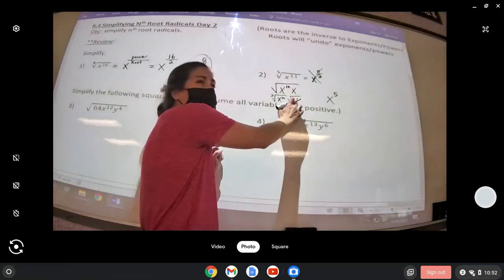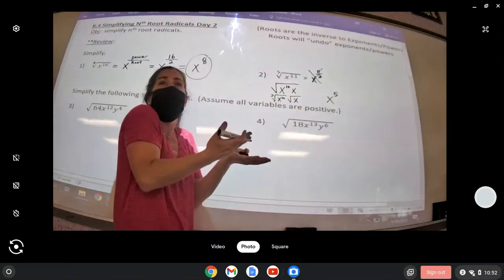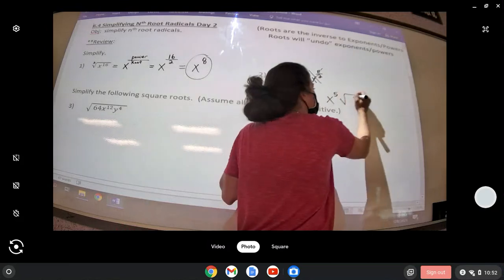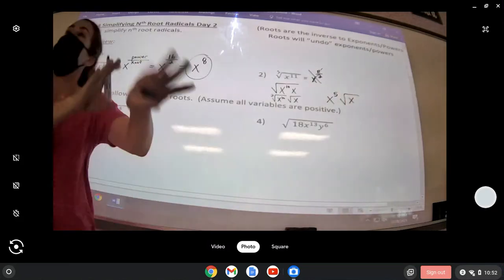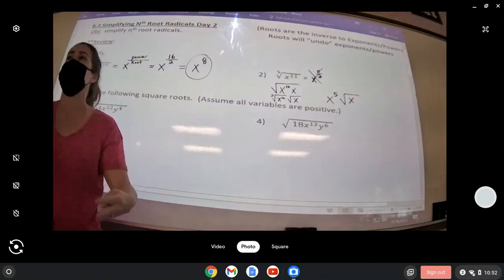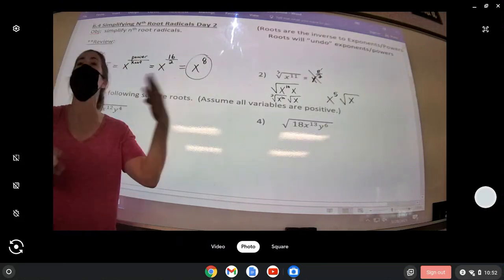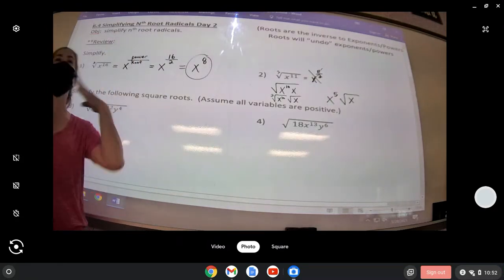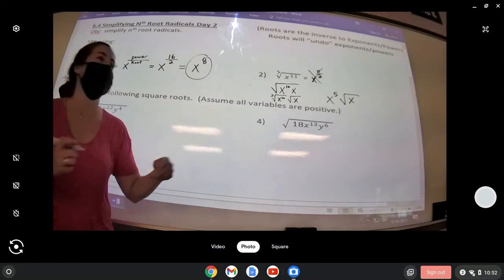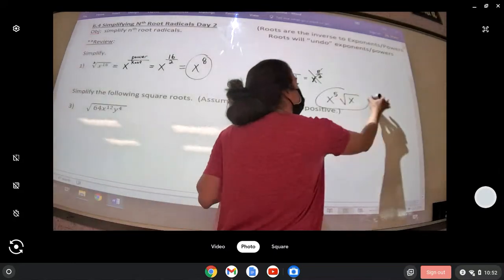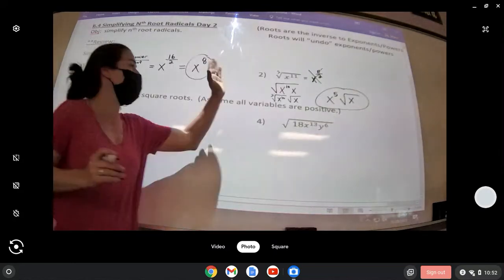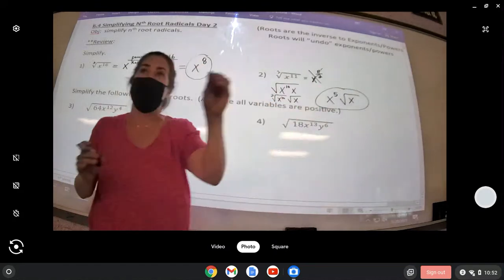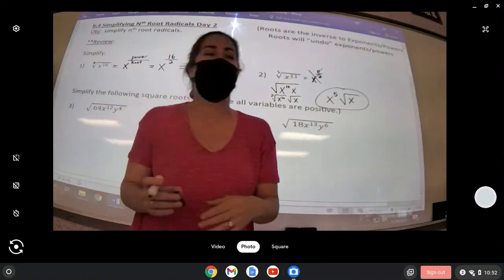Can I take the square root of just x? No, he was the leftover, right? So he's the part that's going to be forever stuck underneath that square root. We can't break him free. So this is your simplified answer. The square root of x to the 11th becomes x to the 5th times the square root of x.